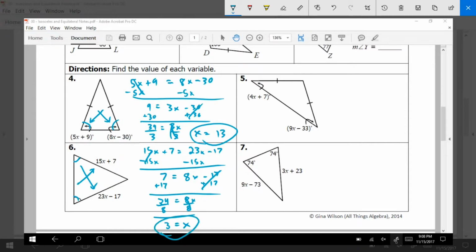So now you guys are going to try 5 and 7. You can look back at these for reference, but try 5 and 7, and then we'll come back as a class and check it all together. Make sure we did it right.